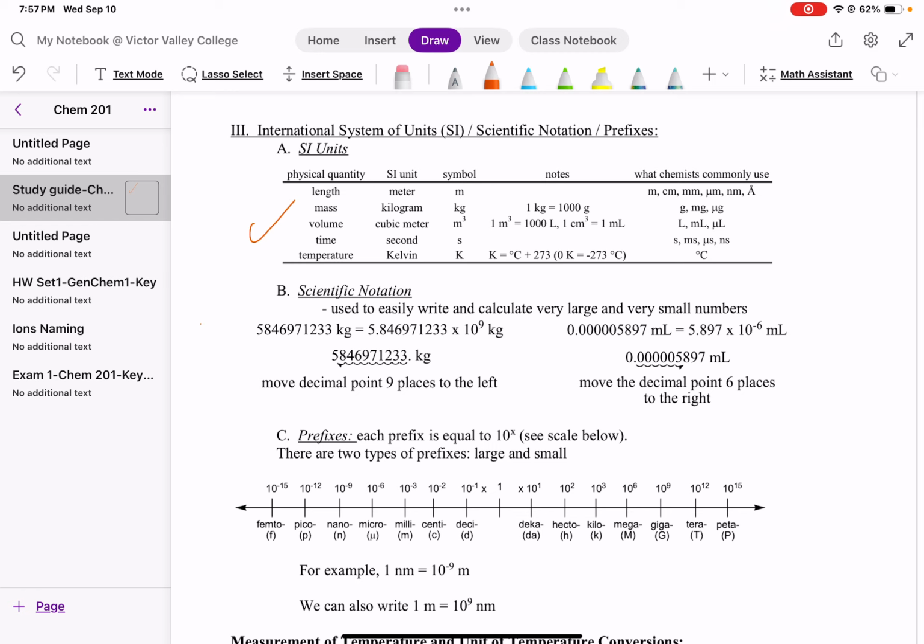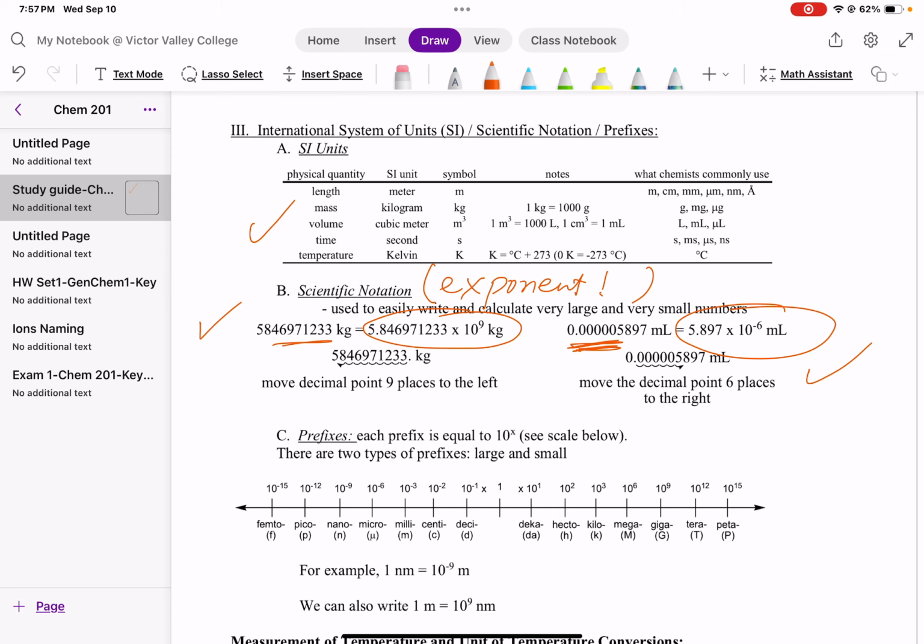Now, scientific notation means exponents. It's so useful. If you use exponents, you don't have to write too many zeros. Or if you have a lot of zeros, you just write 10 to the minus 6. You're done. That's scientific notation.